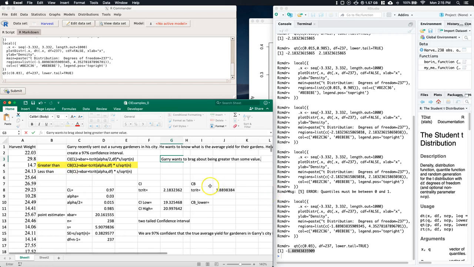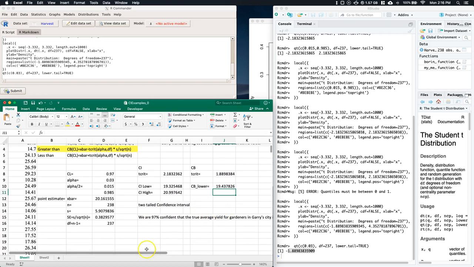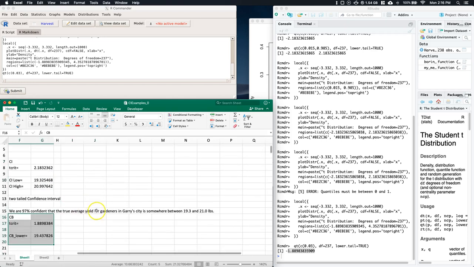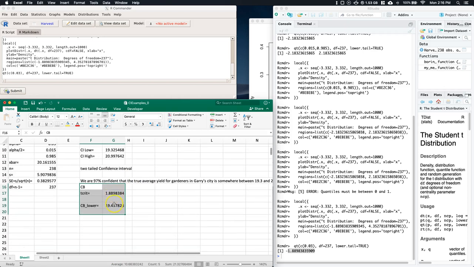Okay, so now we've got our T critical. We need to figure out this lower bound. Okay, so we're going to say equals X bar minus T critical multiplied by the standard error. And we can hit equals. Okay, and we've got this like 19.4. Okay, so now when we do the confidence bound, let me bring this way over or down so that we're not confused about it being a part of the confidence interval.